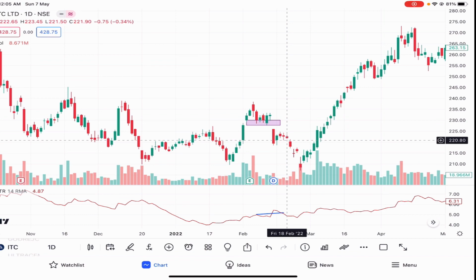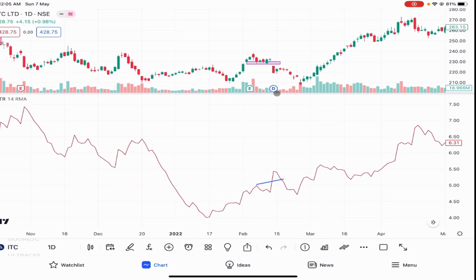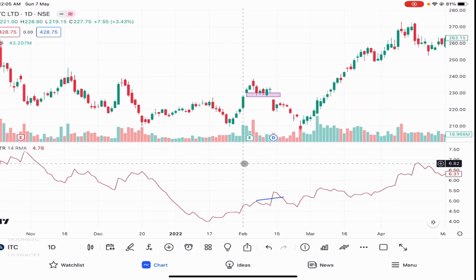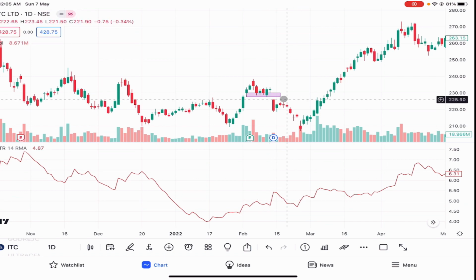So average true range should be below the breakout. Average true range below the breakout, and the moment my breakout happens, my average true range also behaves in the same way. If I want, I can make it big however I want to see, but something like this. So I hope you understood how to use ATR. We'll be seeing more examples, don't worry about that.